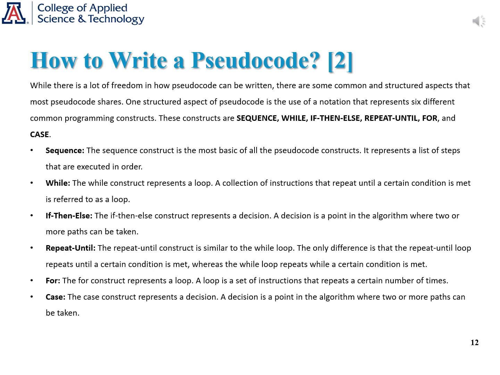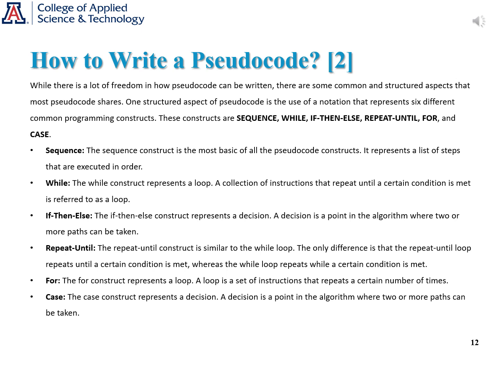The sequence construct is the most basic of all the pseudocode constructs. It represents a list of steps that are executed in order. The while construct represents a loop. A collection of instructions that repeat until a certain condition is met is referred to as a loop. If then else. The if then else construct represents a decision, right? A decision is a point in the algorithm where 2 or more paths can be taken.